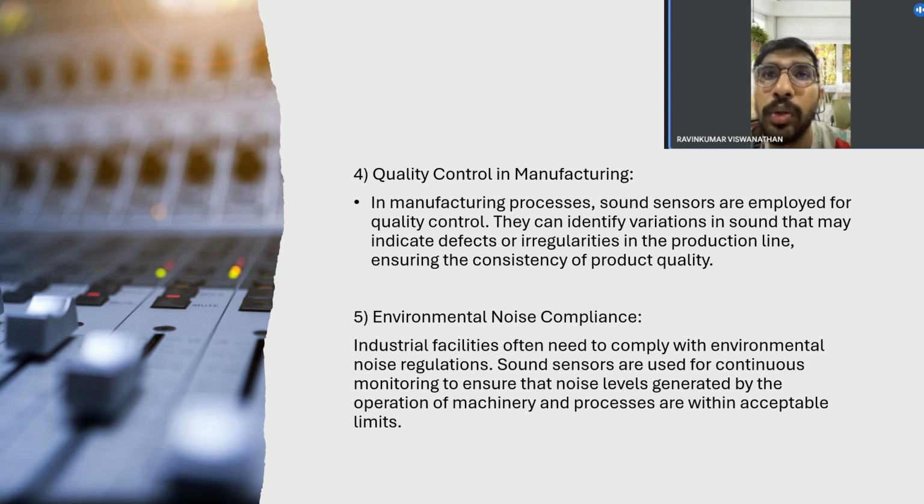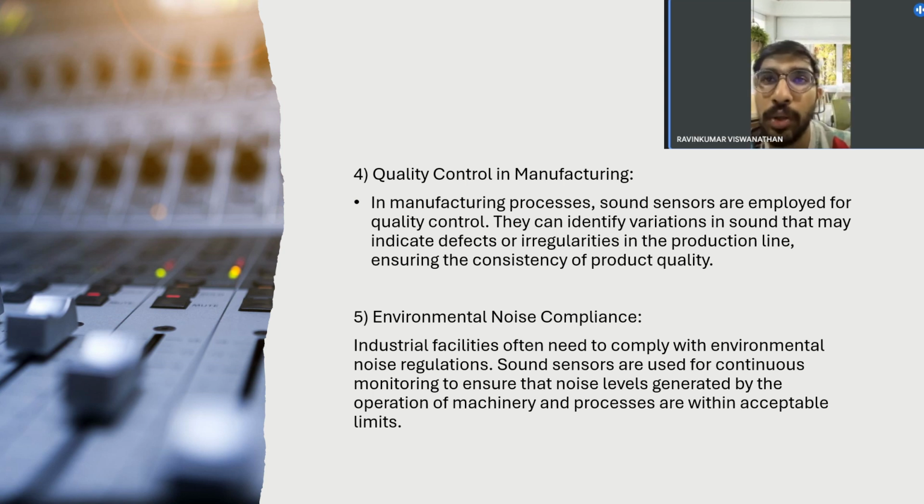The next thing is quality control in manufacturing. In manufacturing processes, sound sensors are employed for quality control. They can identify variations in sound that may indicate defects or irregularities in the production line, ensuring the consistency of the product. In a manufacturing company, we all know that every product has to be of the same quality. It cannot have irregularities or defects. So to find them very easily, sound sensors play a vital role there.